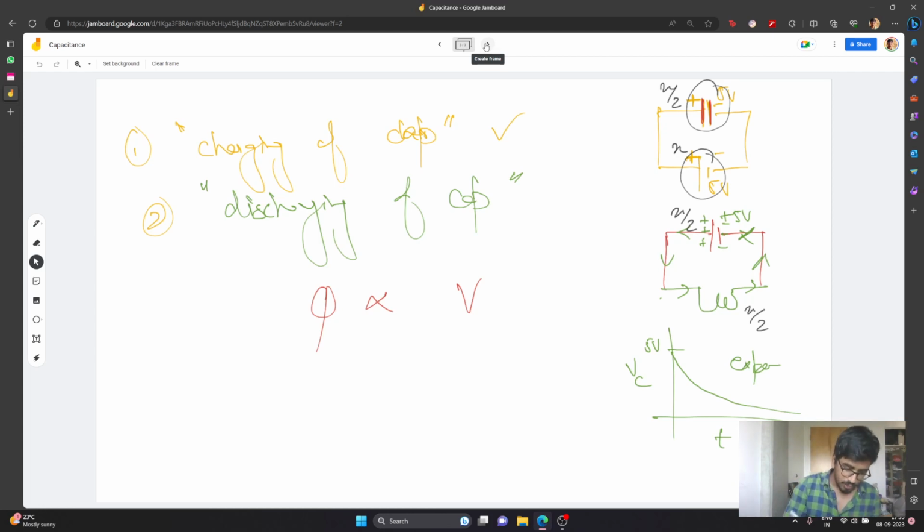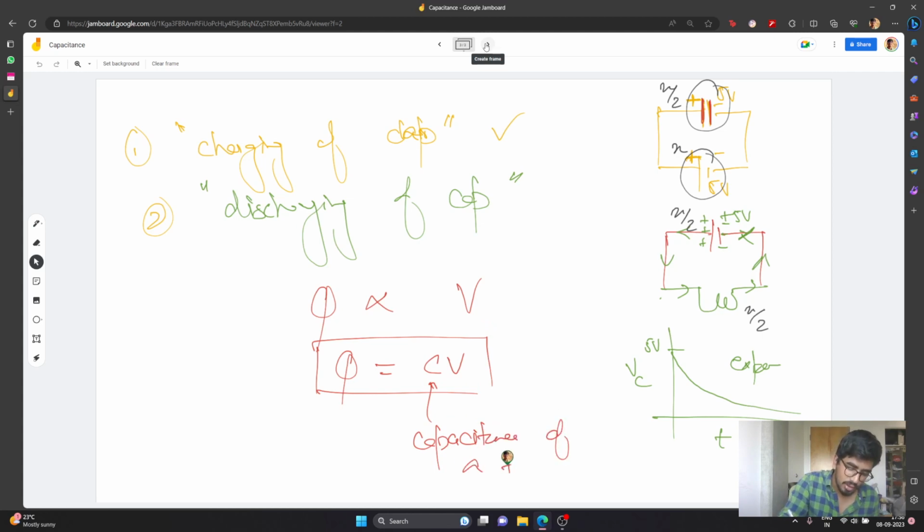Similar to V proportional to IR, where I is proportional to V, so we introduce the constant R there. Similarly, the constant here is C, right? So C is the characteristic capacitance of a thing, of a capacitor, right? Like how much ability to store charge it has.